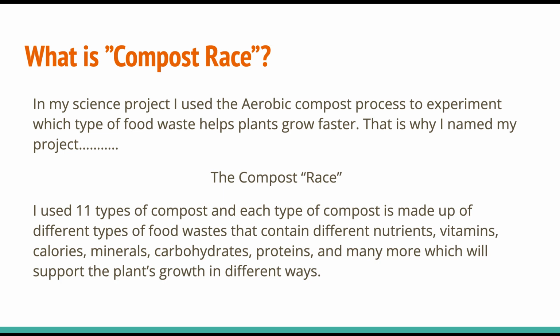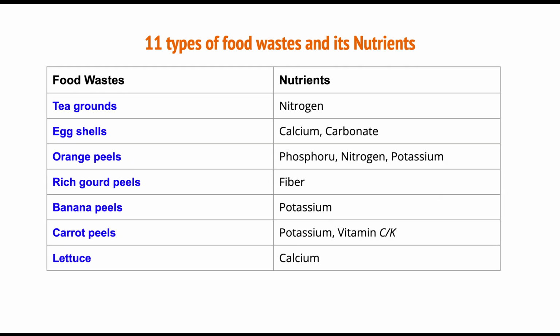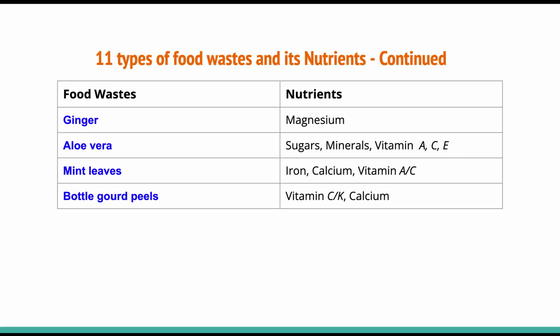I used 11 types of compost, and each type of compost is made up of different types of food wastes that contain different nutrients, vitamins, calories, minerals, carbohydrates, proteins, and many more, which will support the plant's growth in different ways. The 11 types of food wastes and its nutrients are listed below in this chart. And the chart is continued here.